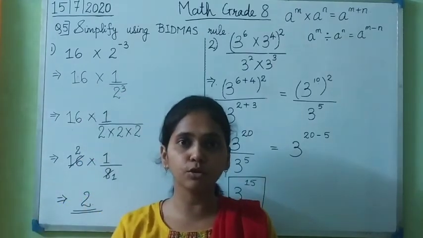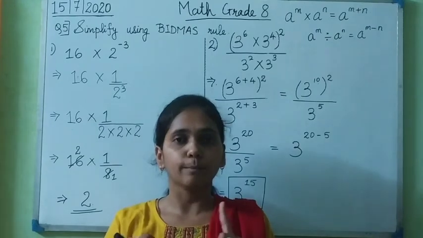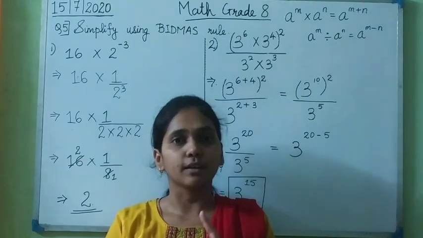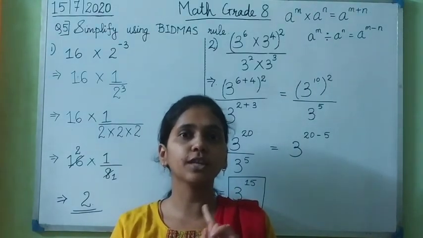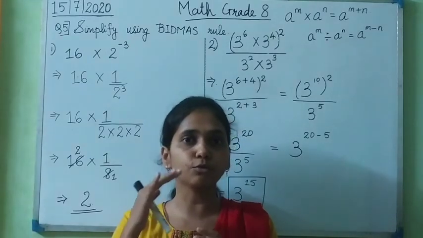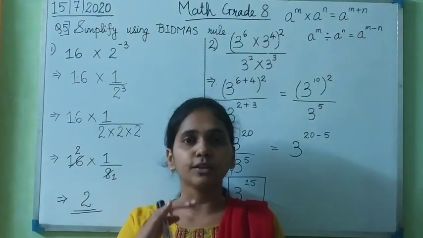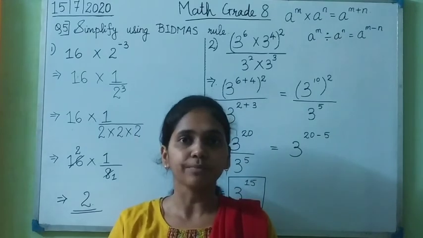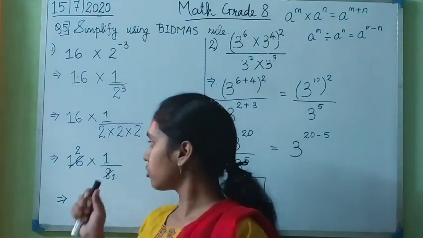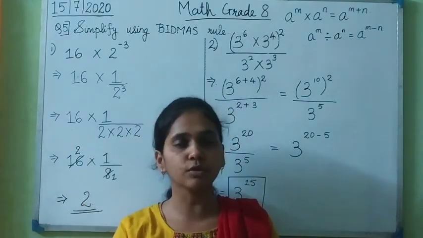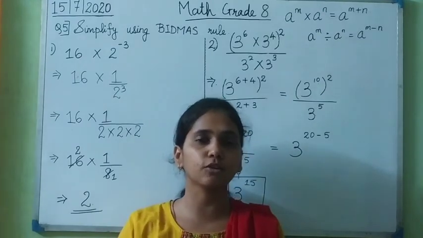Then we saw the BIDMAS rule. BIDMAS stands for brackets, indices, division, multiplication, addition, and then subtraction. We have to simplify a given sum using this BIDMAS rule. Then we solved a few examples based on all the rules, the BIDMAS rule and the laws of indices.